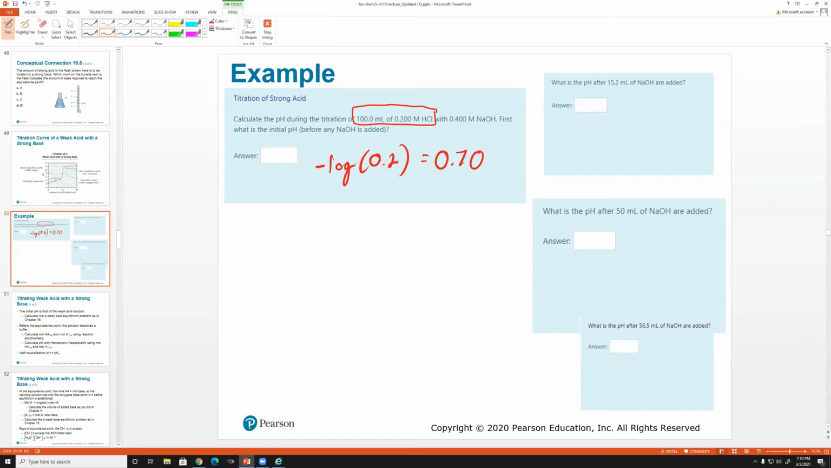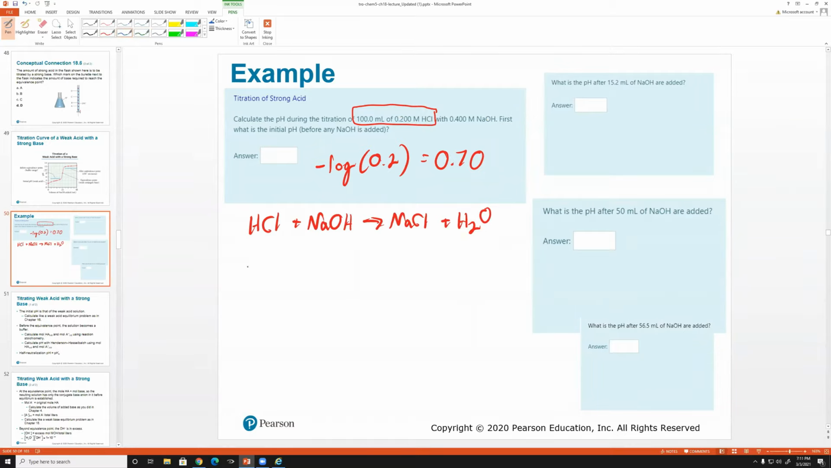But Sebastian's onto something. For the next ones, we do want to find the moles. So let's do that right now, because we're going to deal with neutralization. And first, we could also write the equation, HCl plus NaOH yields NaCl plus H2O. And I don't like to use red. It's too aggressive. I use blue.